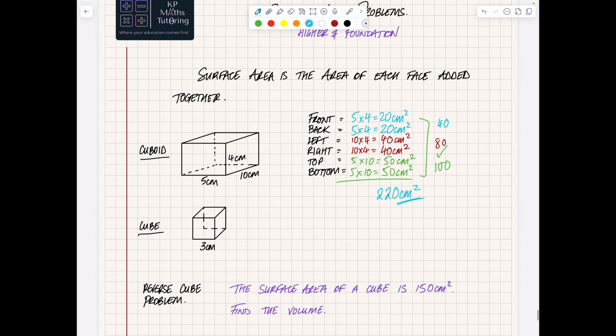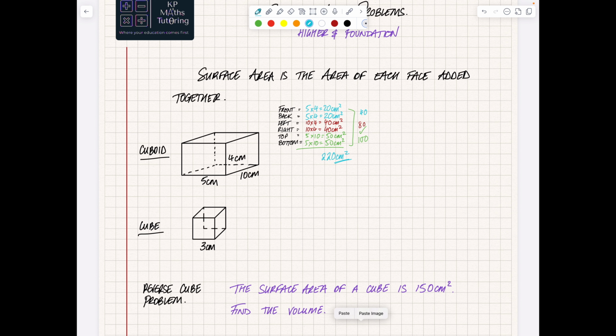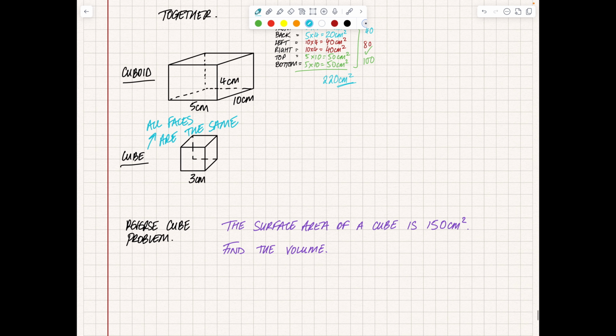Okay, so then if we just move that to the side there, let's now talk about how it's different with a cube. So think about what we know about a cube. We know that all faces are the same, okay? That's really important. If we think about that, effectively what we're talking about here is a dice. So think about a dice.